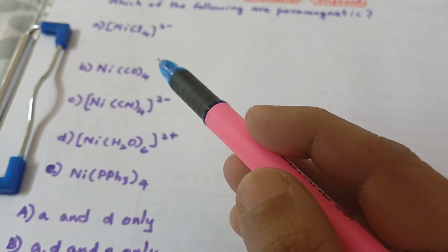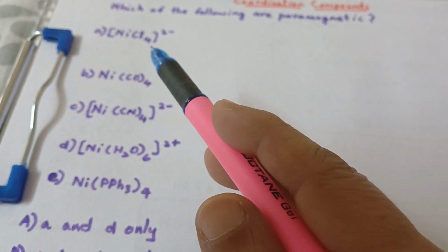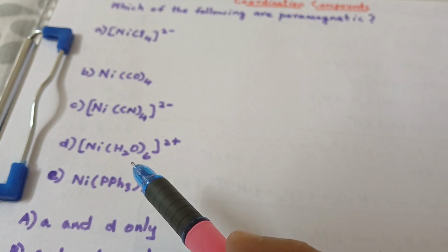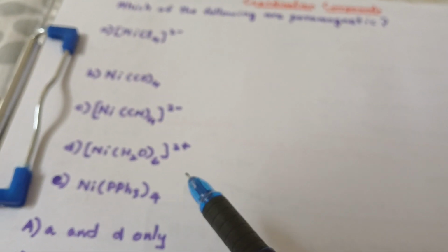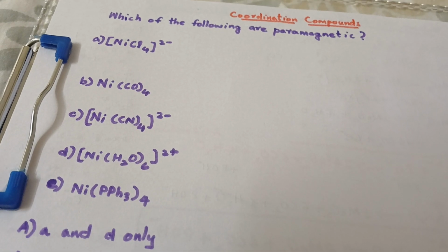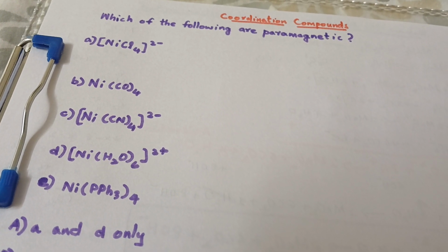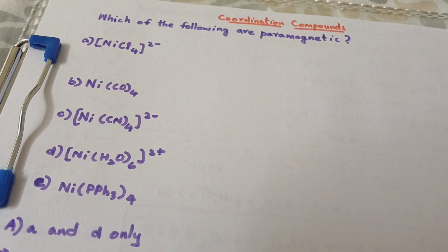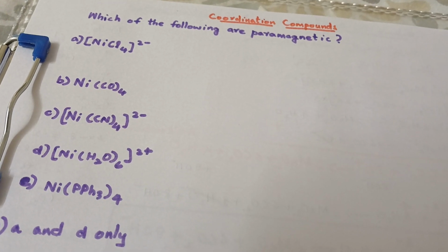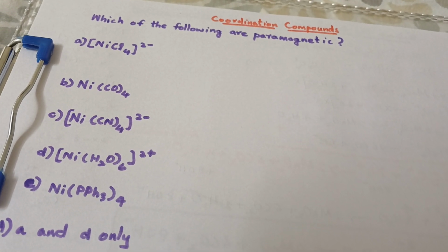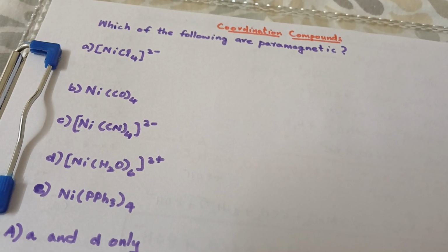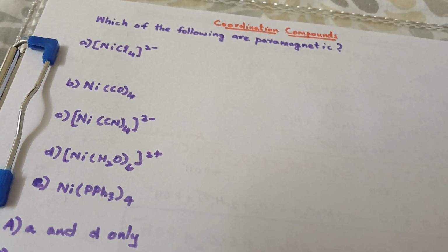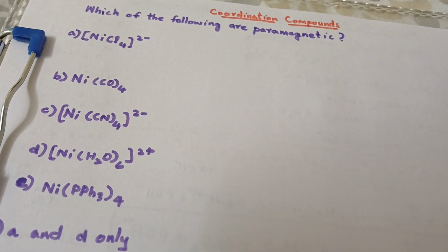Of these ligands, we know chloride and water are weak field ligands. The others, CO, CN, and PPh3, are strong field ligands. Strong field ligands, as you know, will make the electrons pair up. Now we are asked to find which of the following are paramagnetic. Paramagnetic means there have to be unpaired electrons. So let us see how we can do it.